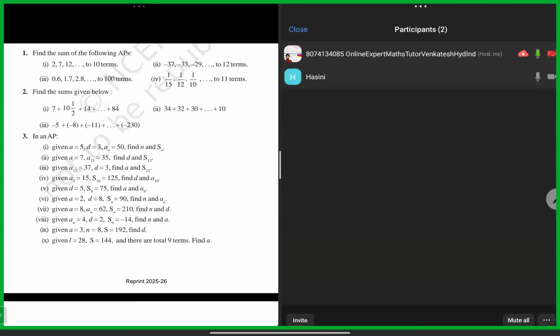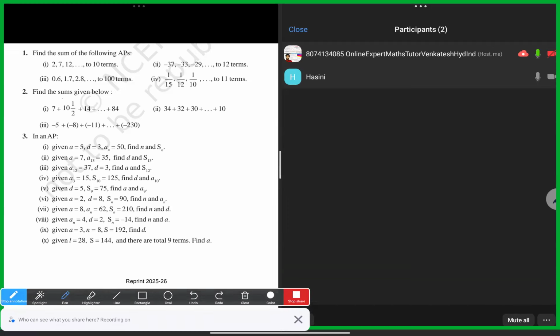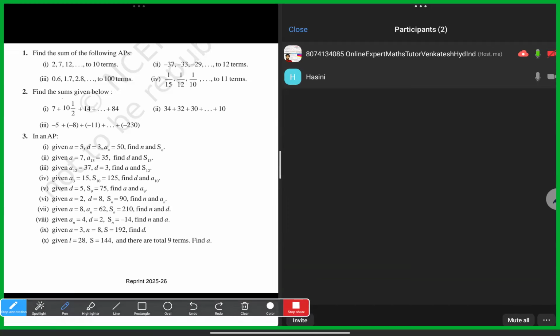So Hasni, here the point is, for example, you can see in the eighth one, actually we did till finding out the n value in Hasni using the Sn equation. We found it out.